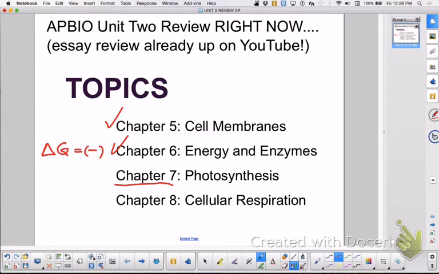Which one is more efficient? Non-cyclic. Because electrons come in and electrons go out. And because they're going out, who is the final acceptor of those electrons? NADP forming reduced NADP. That is the final electron acceptor.